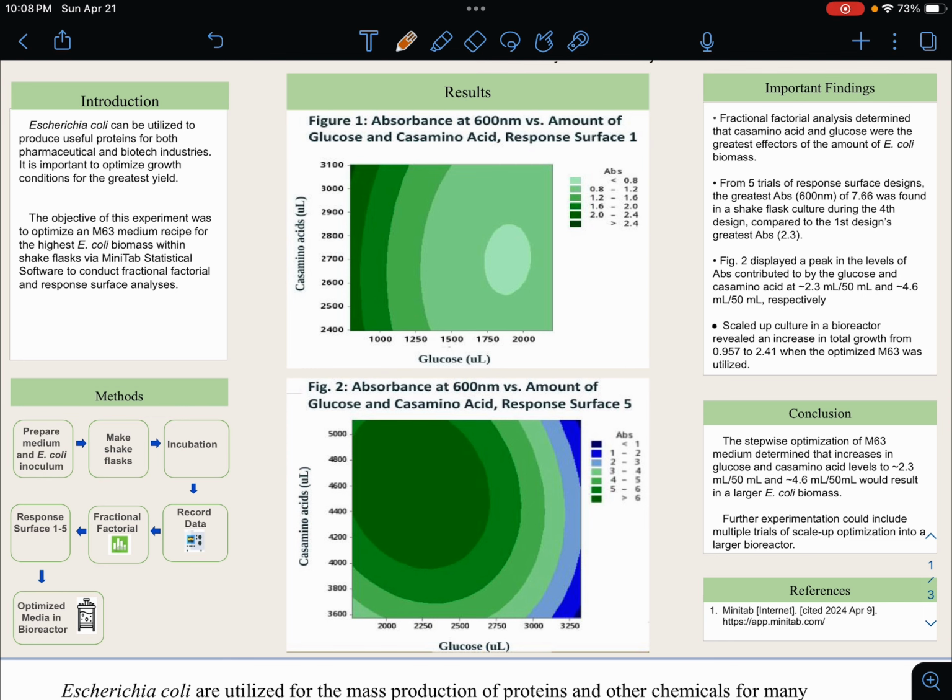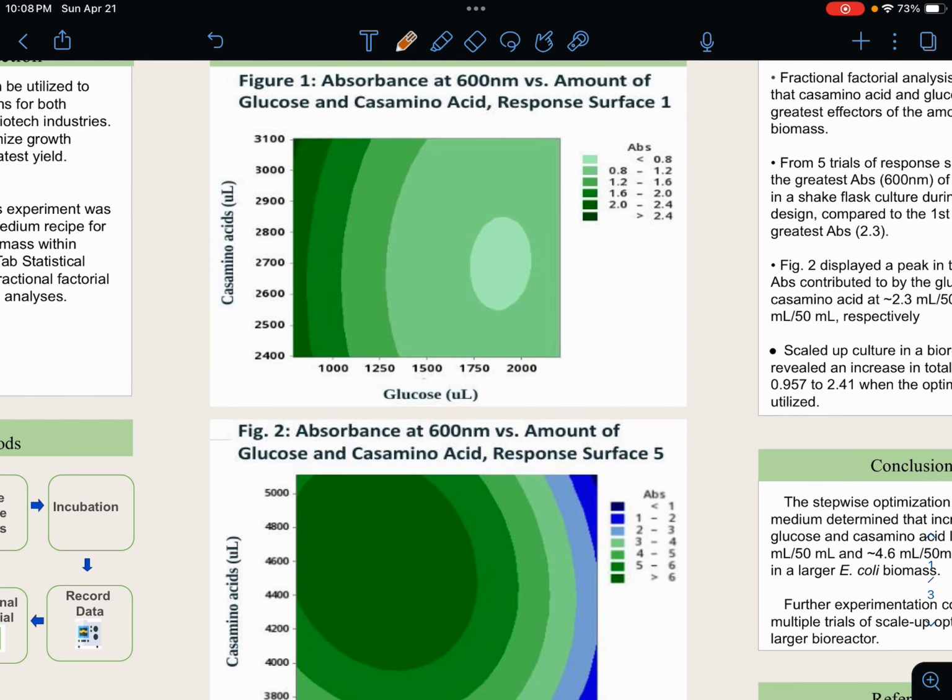optimized formula. Okay, so from the fractional factorial, we tested all the 5 nutrients and we designed that experiment. The fractional factorial revealed that glucose and casamino acids were the greatest determining factors on E. coli biomass. This just means, for lack of better words, focus on these 2 ingredients because they determine the amount of biomass, versus focusing on all of the nutrients. Just focus on these two.